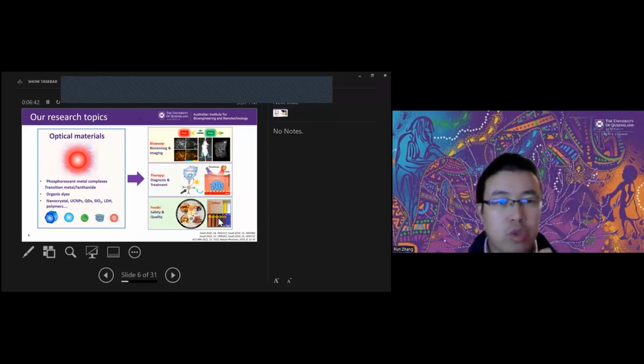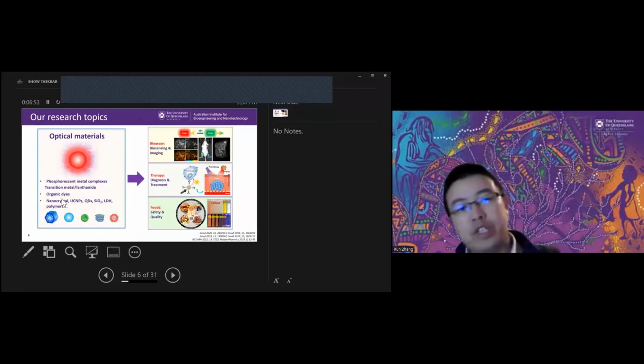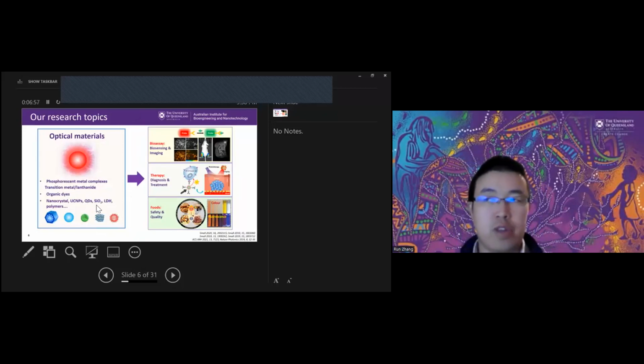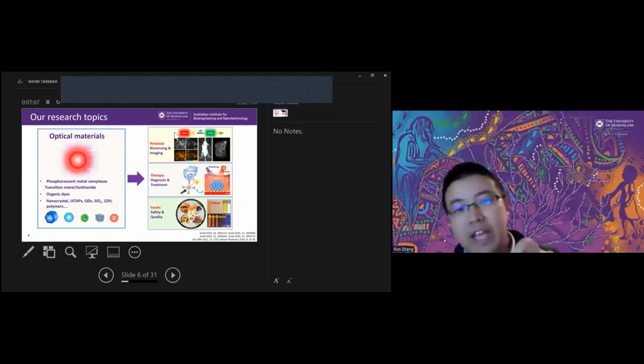So we are working on creating some optical biomaterials, including phosphorescent metal complexes, transition metals and organic dyes, nanocrystals, like upconversion nanocrystals, quantum dots, silicon, layered double hydroxide, and polymers. And then we are using these materials to create some biosensors, for example, probes for the detection of particular analytes in cells, in tissues, and in vivo.